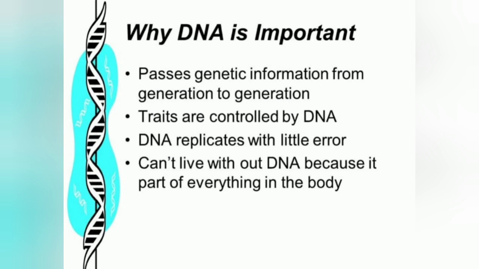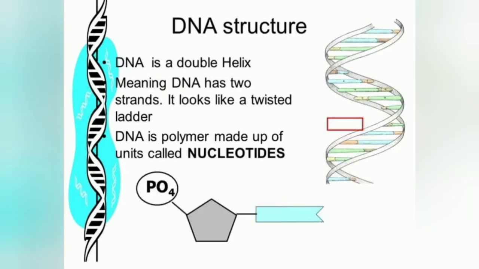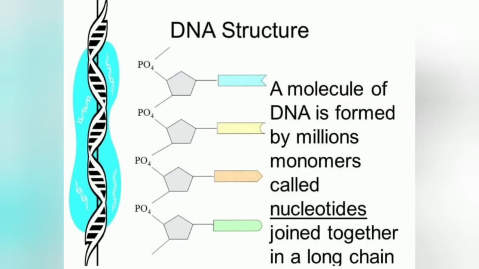And now let's come to DNA structure. DNA is a double helix, meaning DNA has two strands. It looks like a twisted ladder. DNA is a polymer made up of unit cells called nucleotides. A molecule of DNA is formed by millions of monomers called nucleotides joined together in a long chain.